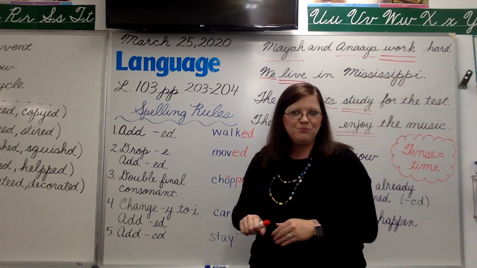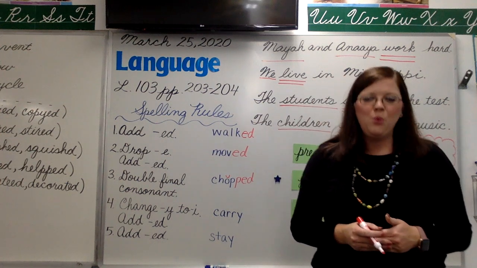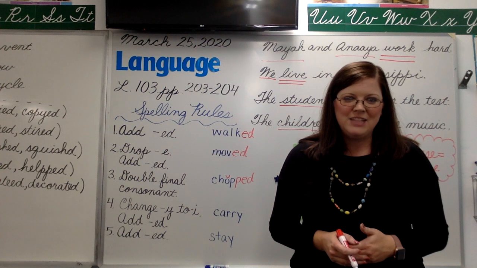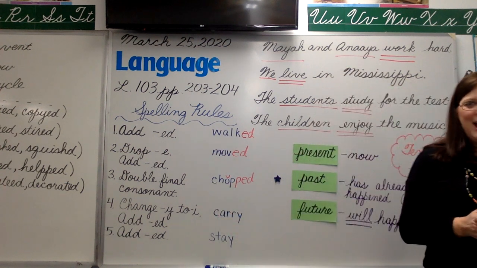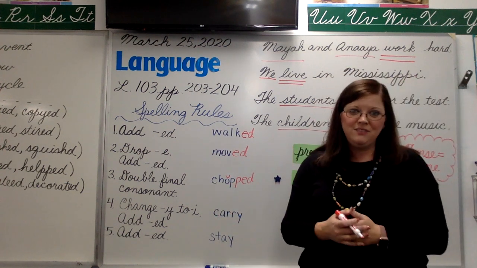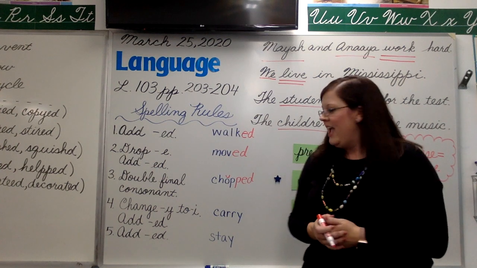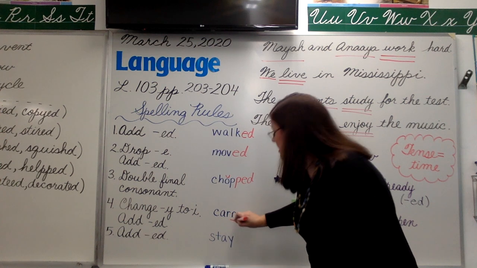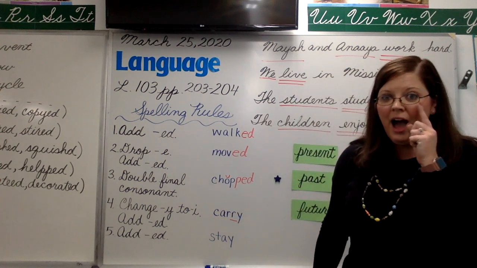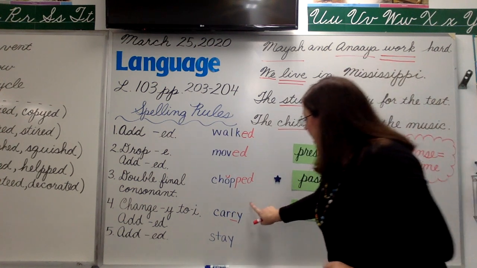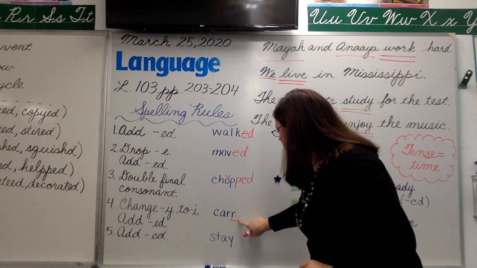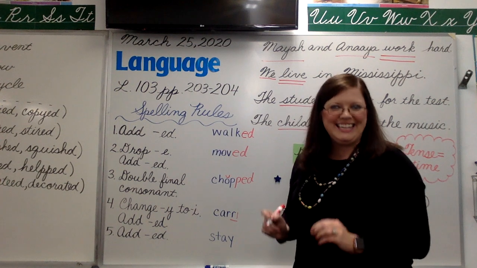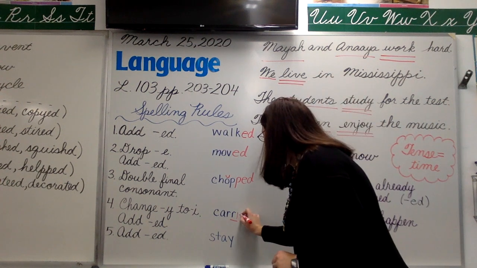Rule number 4. If you have a word that ends with a Y, we're going to do what we always do when we have a word that ends with a Y. We must back up and see what kind of letter comes in front of that. If we have a consonant that comes in front of the Y, I see a consonant, change the Y, there it goes, to an I and add ED. Carried.